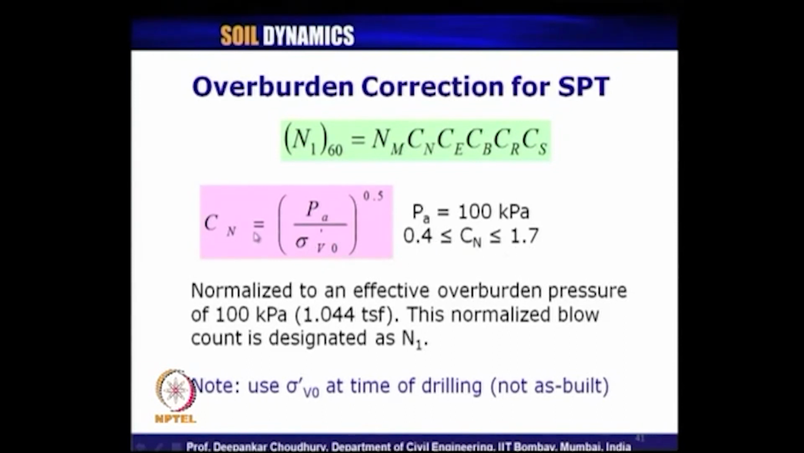So, after putting your values from the field, if you calculate sigma V naught dash and suppose your Cn value is 2.1, what value of Cn should you use in this expression? 1.7, because that is the maximum limit of the value of Cn proposed to be used in the expression for SPT correction. So, note it down, this range of Cn is also important.